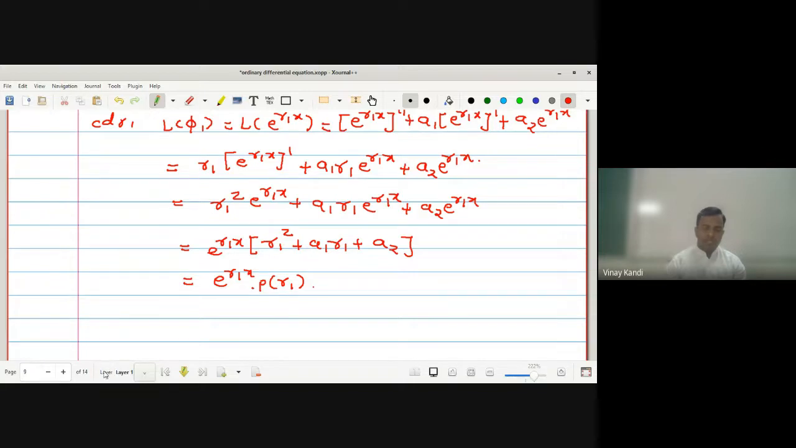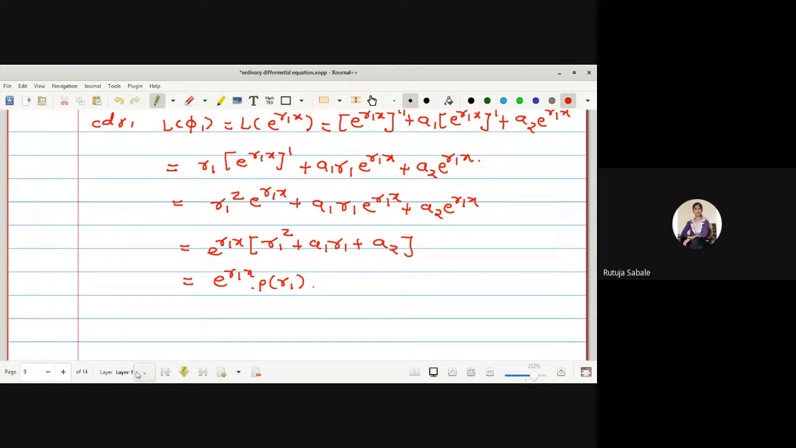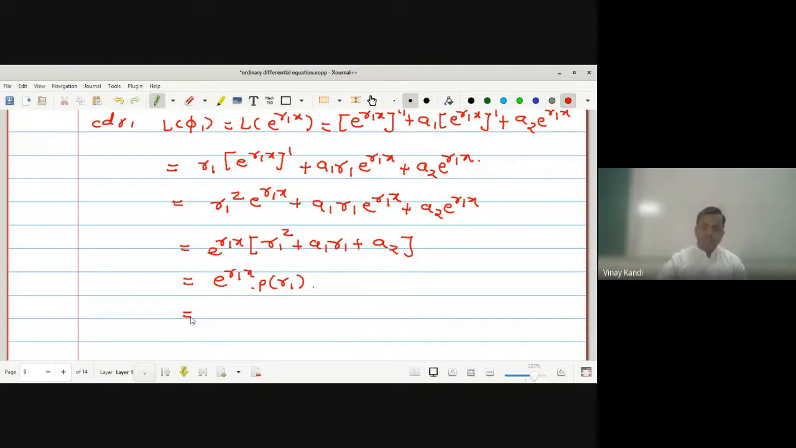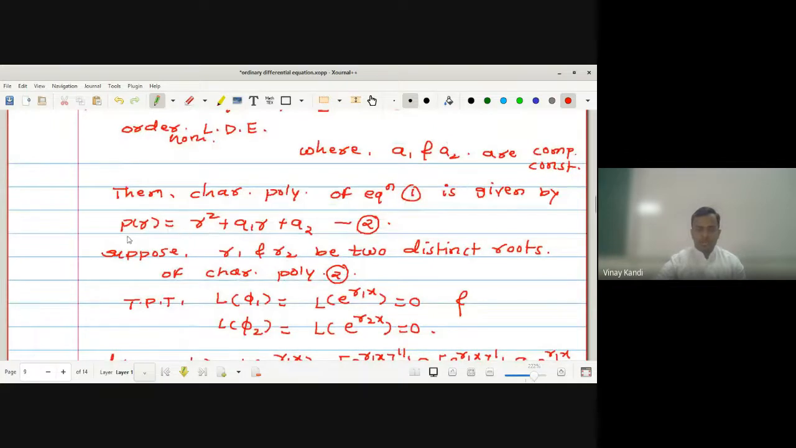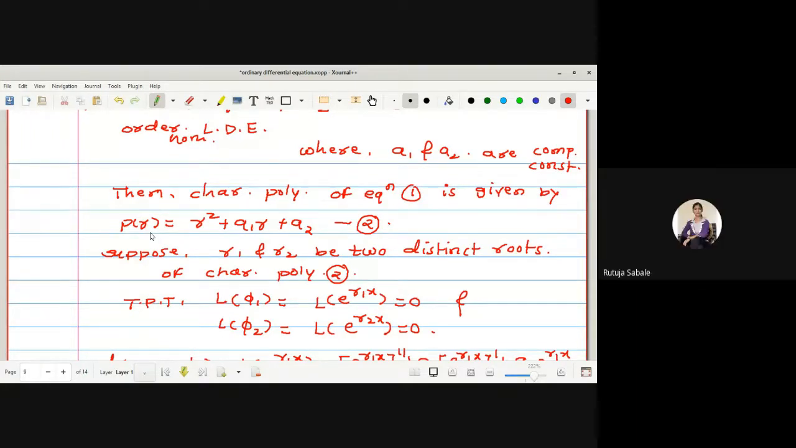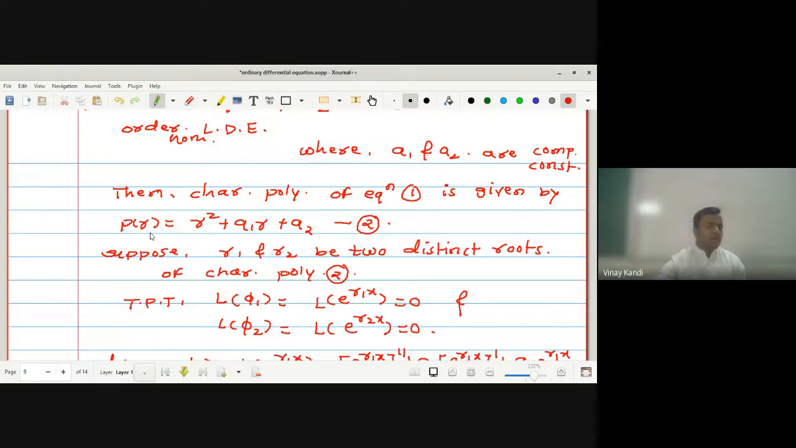Any doubt? No, sir. R1 and R2 are the distinct roots of equation number 2. If R1 is the root of equation number 2, then what is P of R1? P of R1 is R1 square plus a1 R1 plus a2, which is equal to 0, as it is a root. So P of R1 is equal to 0.